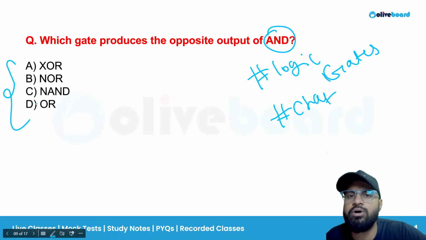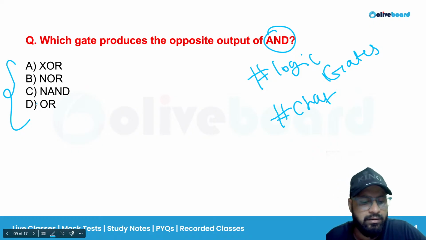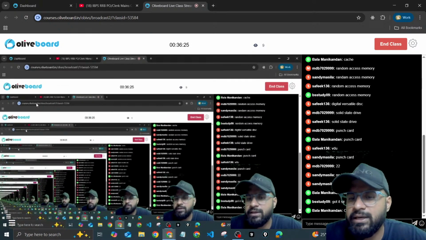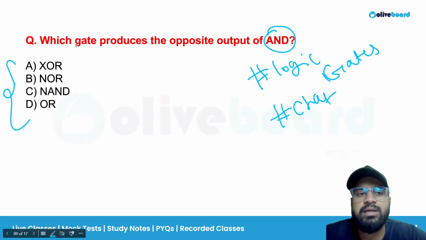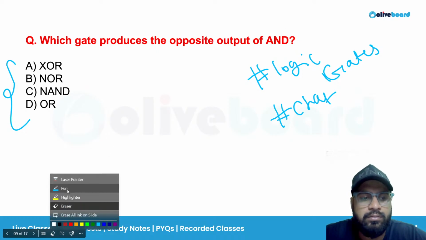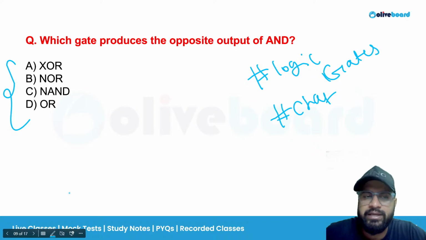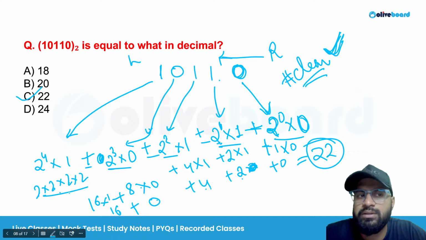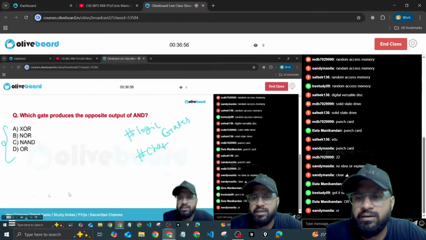In logic gates, you should know about the properties of those gates and the truth table. Truth table is very important for every logic gate. So what will be the correct answer? Which gate produces the opposite output of an AND gate? If there is any doubt related to any questions that we discussed, let me know in the chat box here. I will explain it again.